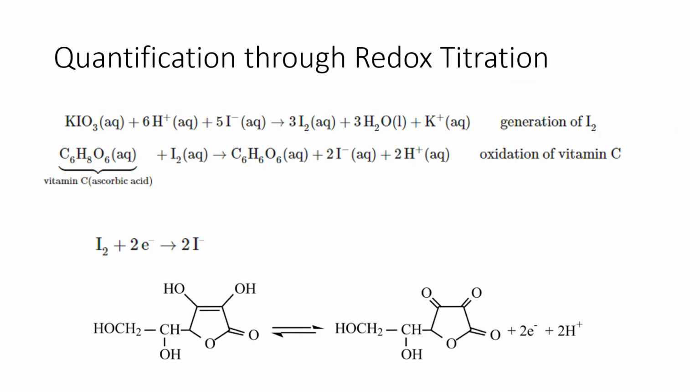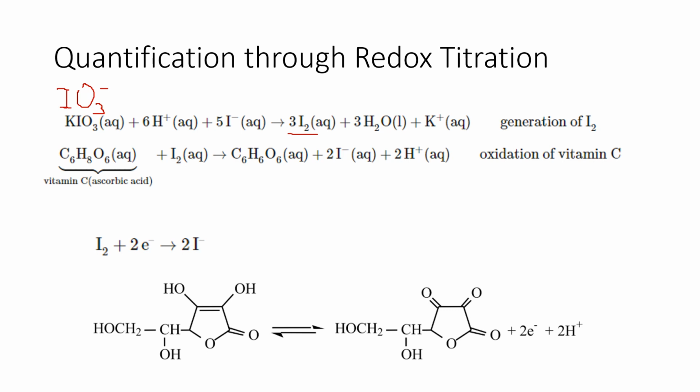The quantification of vitamin C is done through redox titration. The idea is very similar to what we did in the iodine clock lab. Inside the burette, we're going to fill the potassium iodate solution. This IO3 polyatomic anion is called iodate, ending with ATE. Under acidic conditions, it can oxidize iodide and generate iodine.